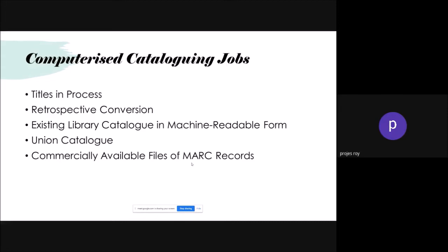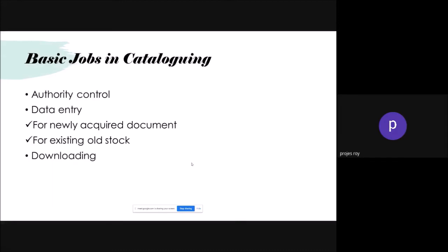Then commercially available files of MARC records should be imported. I have already told you that it should be a part of a library management system or library automation software. Now, basic jobs of cataloging: authority control is important, then data entry, then in data entry, newly acquired documents and existing old stock, then downloading. These are the steps in the basic jobs of cataloging, right?